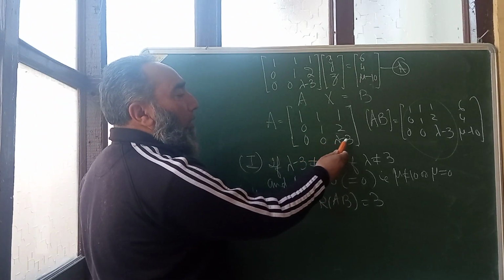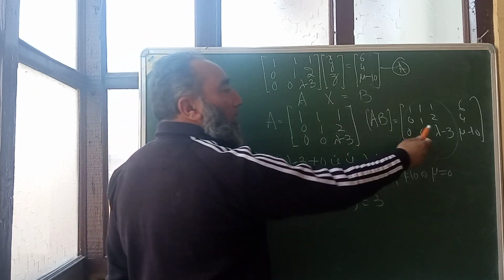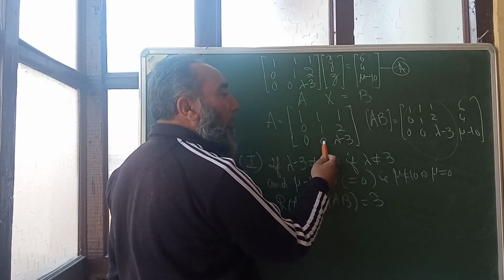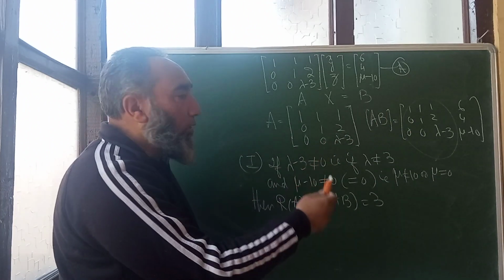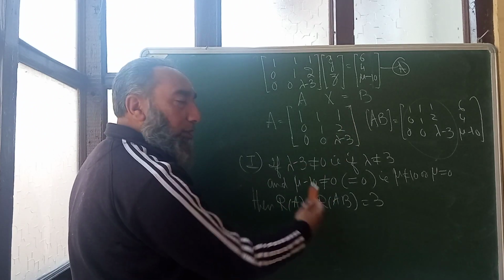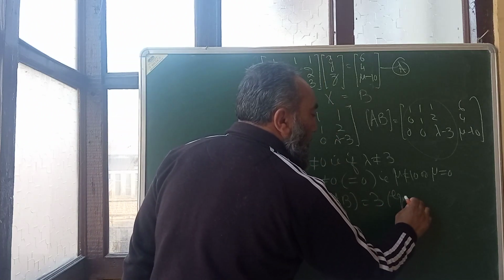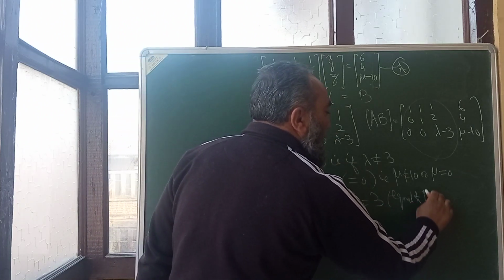See, if lambda minus 3 is not equal to 0, rank is 3. This will be part of this AB. There will be at least one minor of order 3 which is not equal to 0. So rank is 3 in both cases. So rank of A is rank of AB is 3 and unknowns are 3, equal to the number of unknowns.